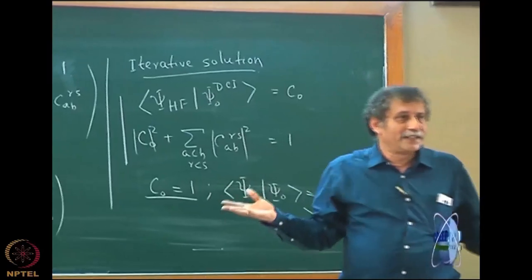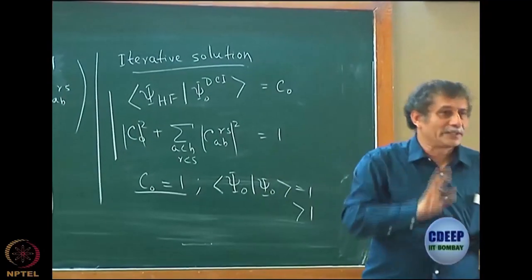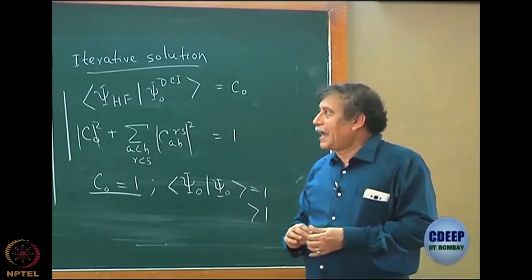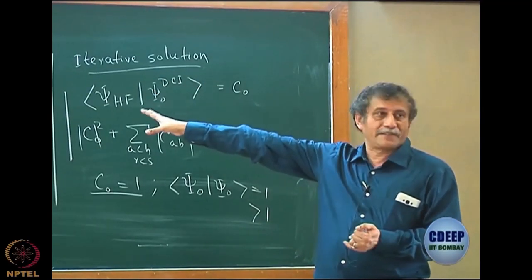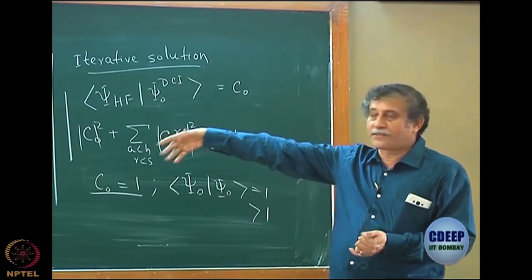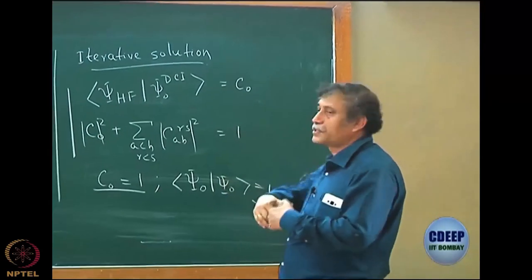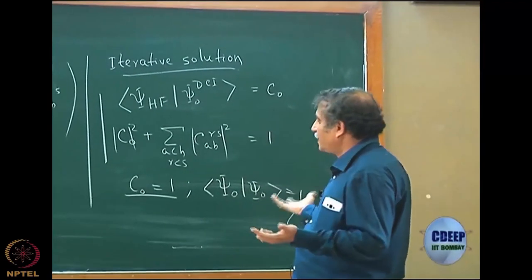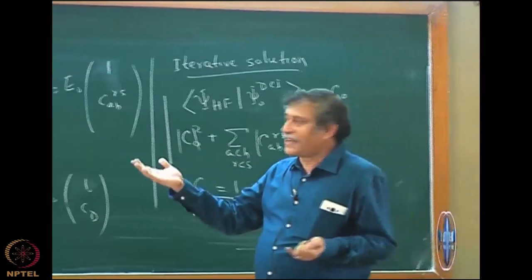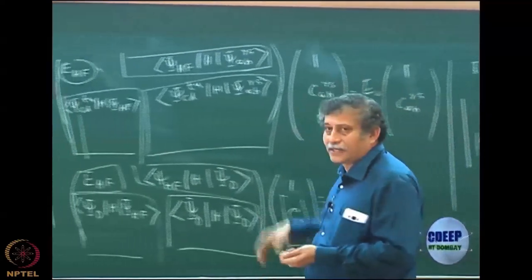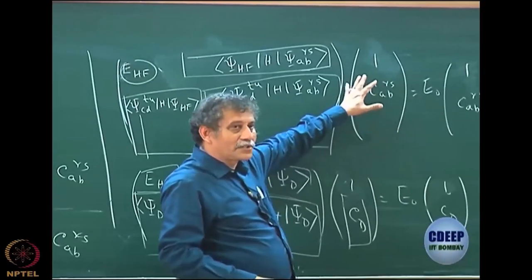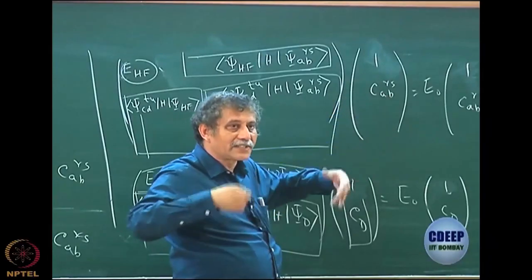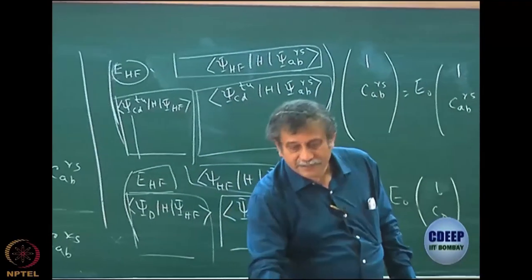Yeah, you are right. I can still divide by C naught and do it. It's not a big problem. And comparison with the MP2 and all that I have done becomes easier. But I just want to tell you, the intermediate normalization is not a new theory. Of course, it's the same DCI. I have forced this equal to 1. And obviously, these coefficients will change, because I have forced C naught equal to 1. So everything will get renormalized.